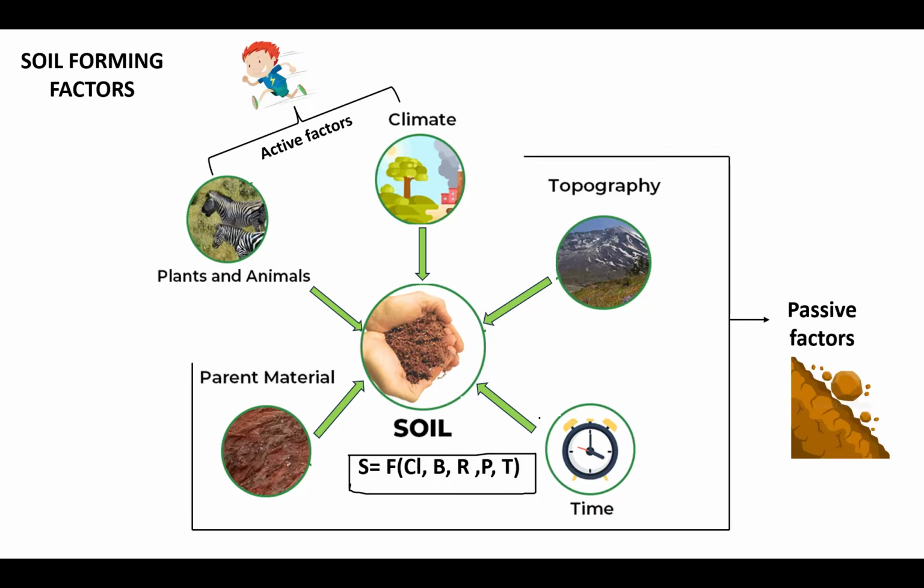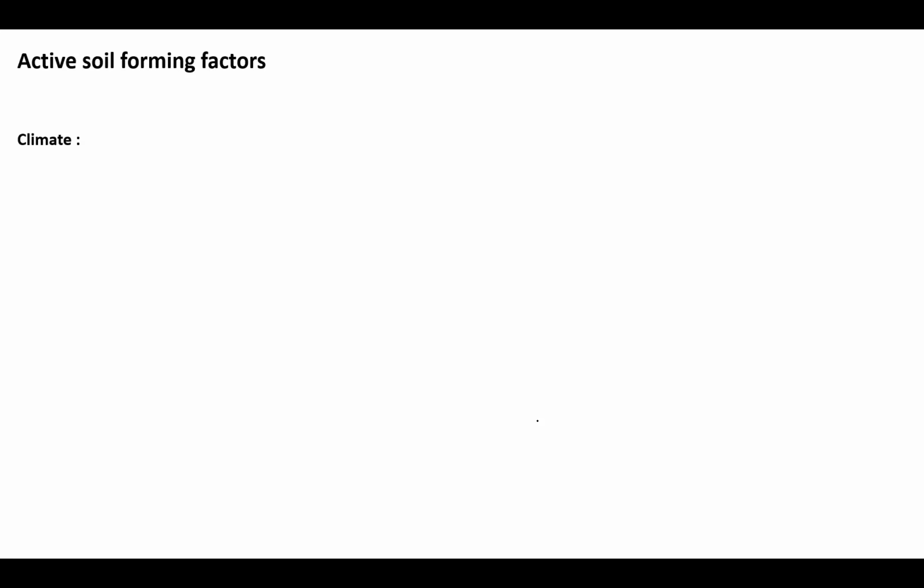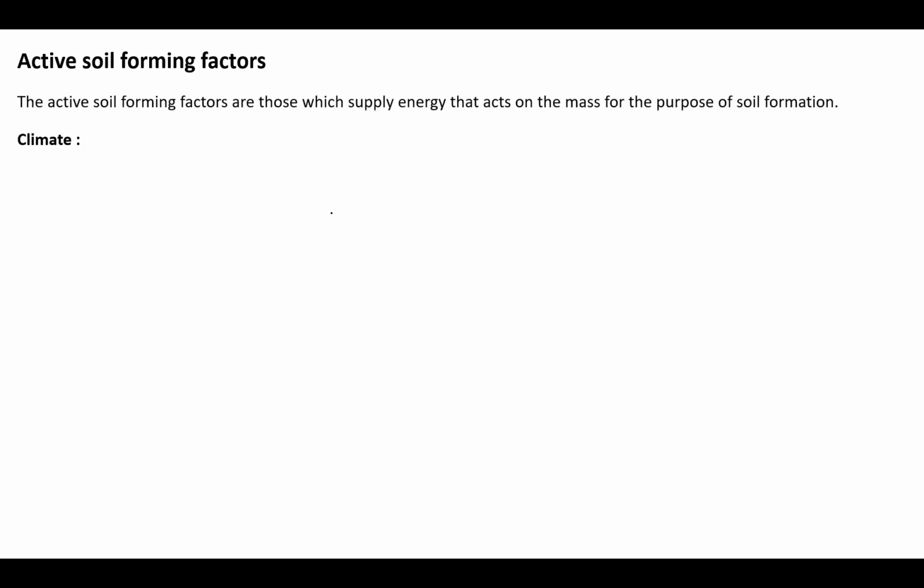Now let us see in detail. The very active soil forming factor is climate. Let us see what the active soil forming factors are. The name itself indicates that they supply some energy that acts on the mass for the purpose of soil formation. So in these soil forming factors, there is involvement of some energy, and that factor will supply energy for soil formation.